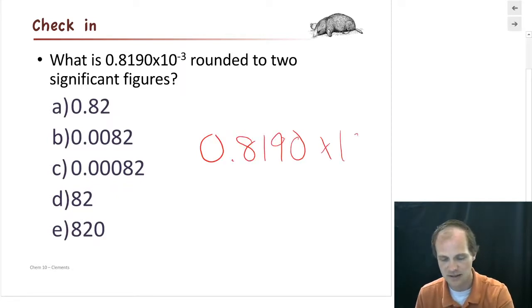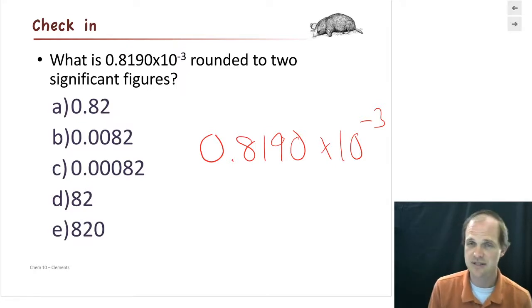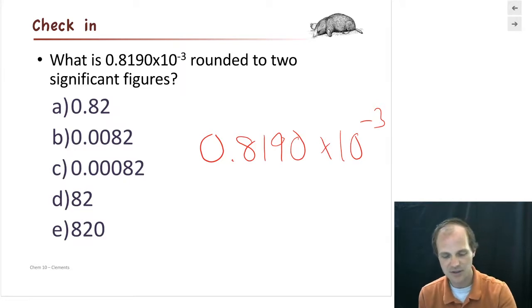0.8190 times 10 to the minus third. I'm going to go ahead and round first and then convert to a decimal, because you notice all of our answers are in decimal. But you could just as easily convert to decimal and then round. You'll get the same answer. I want 2 significant figures.